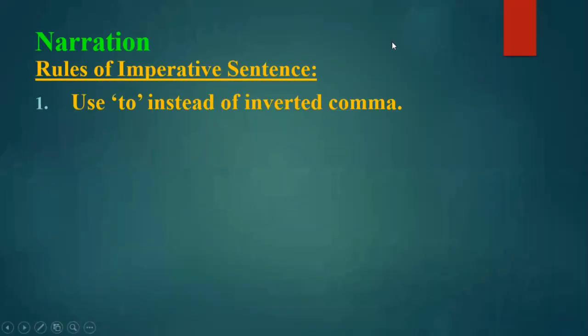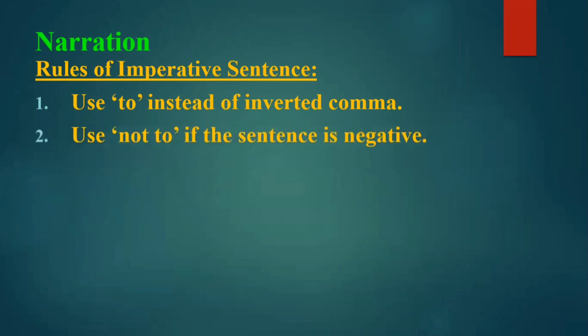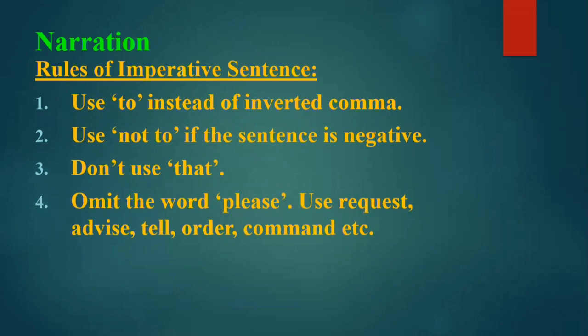Okay, dear learners. The first rule, use to instead of inverted comma. Now, rule number 2, use not to if the sentence is negative. In case of negative sentence, we will use not to. Don't use that. In case of imperative sentence, you need not use that. Now omit the word please. If you get please, you have to omit it, then use request, advice, tell, order, command, etc.